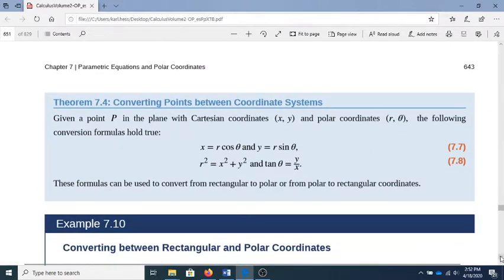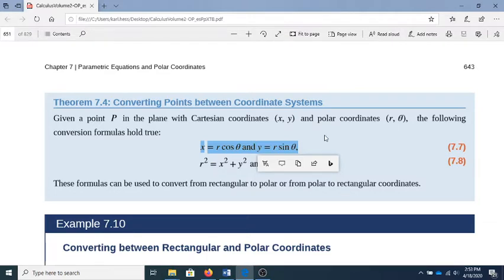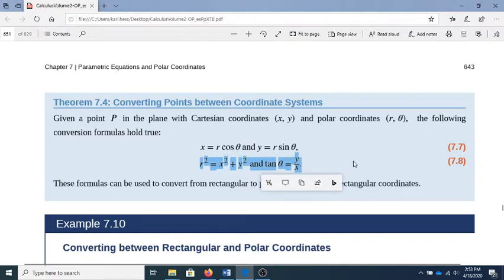All right. Theorem 7.4, converting points between coordinate systems. So these first formulas are the ones we just used. These formulas allow you to plug in r and theta and come out with x and y. So if you know r and theta, then r times cosine theta gives you x, and r times sine theta gives you y.